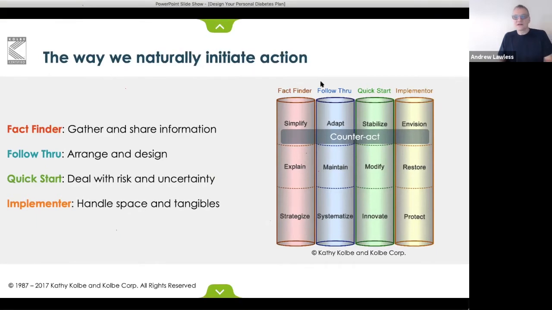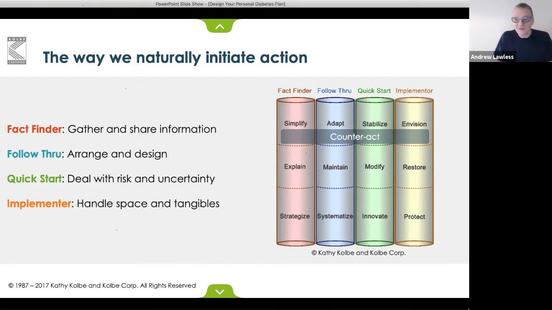When you look at the cognitive level, this is a slide from Kathy Kolbe, and I'm just using it here to illustrate what cognitive strengths are and how they shape our behavior. Again, I'm not giving you any medical advice as a result of that here.